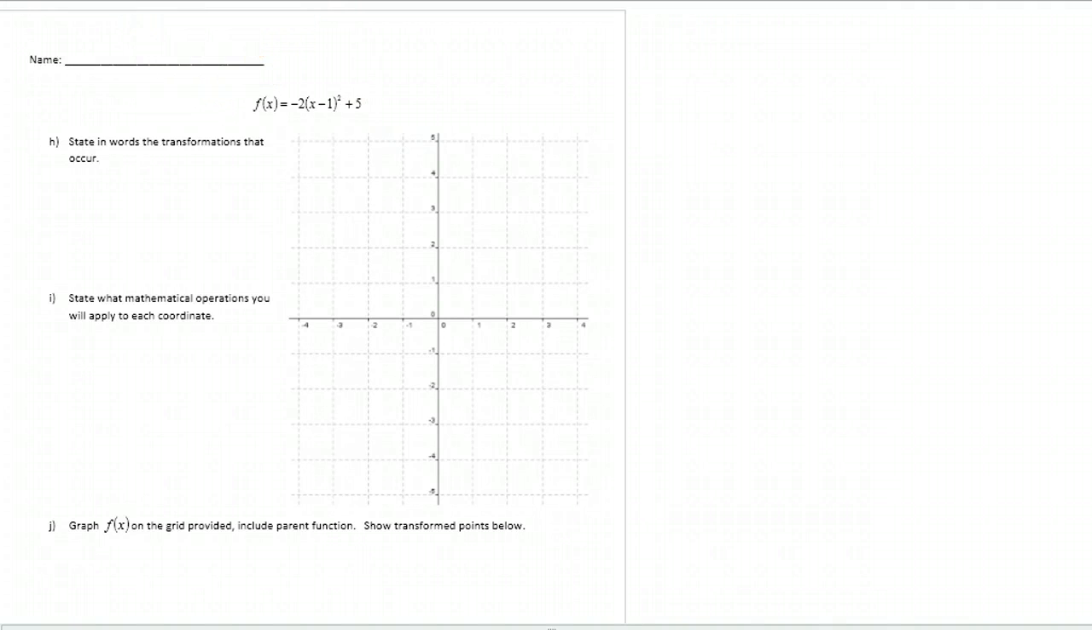The first thing we want to do in this case is identify what the parent function is. We can identify the parent function by looking for this squared term. We actually know that this function is a quadratic in what's called vertex form, and it's called vertex form because we can read the vertex directly from this. We know the vertex of this function is going to be at (1, 5).